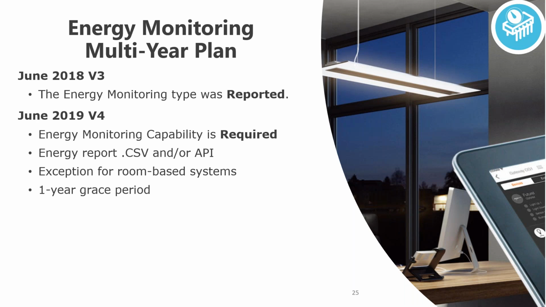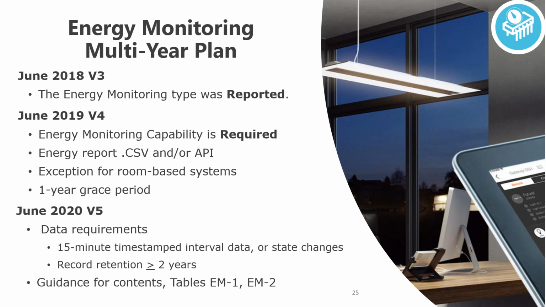There's an exception for small systems that only claim a room-based scope. In other words, the energy monitoring requirement only applies to systems that scale to the level of a whole building or a portfolio of buildings. This year, we have loosely aligned the requirements with language similar to the ASHRAE Energy Code 90.1 for 15-minute time-stamped interval data and record retention of at least 2 years.